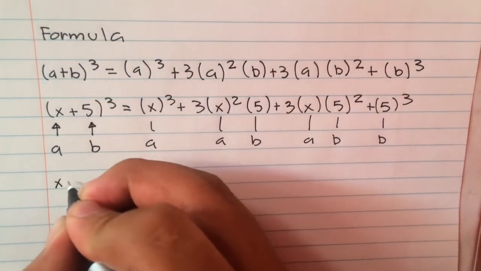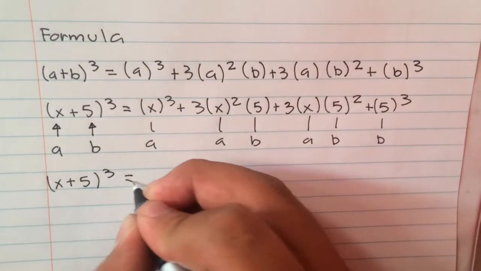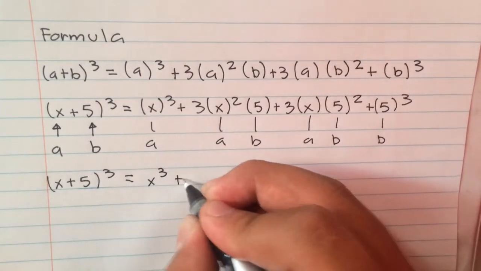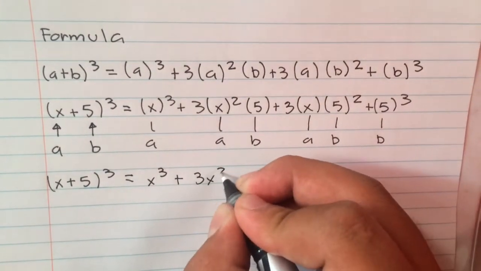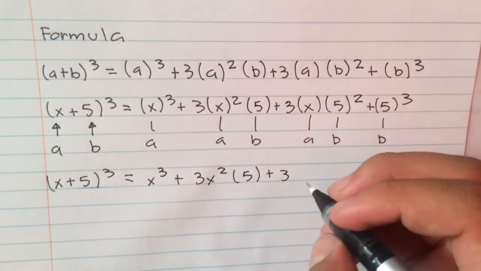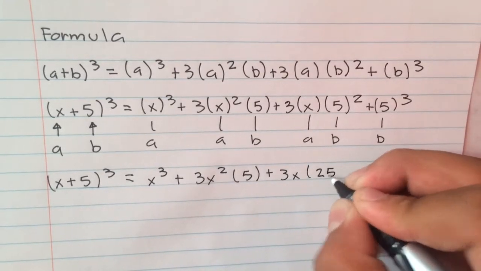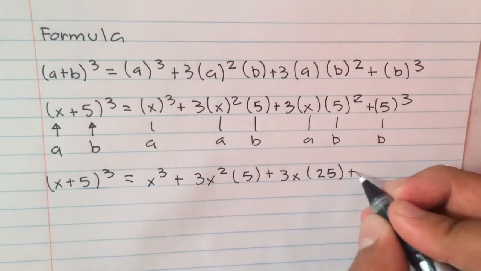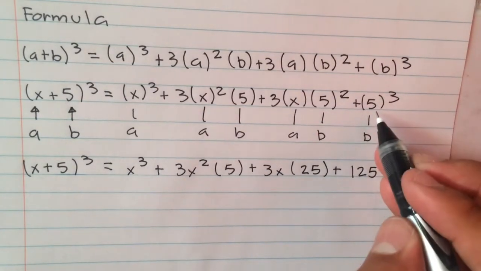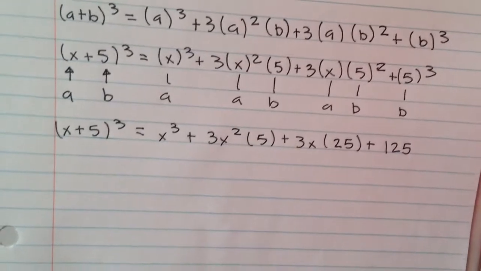So let's start again. (x + 5) cubed equals, okay, x cubed plus 3x squared times 5 plus 3x times 25 because of the square, plus 125. 5 times 5, 25 times 5, 125. Okay. Now you're not done.